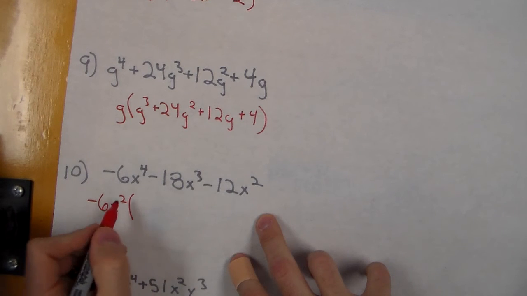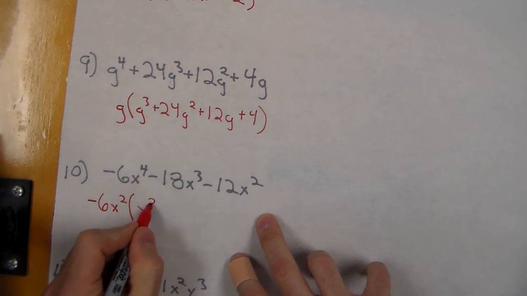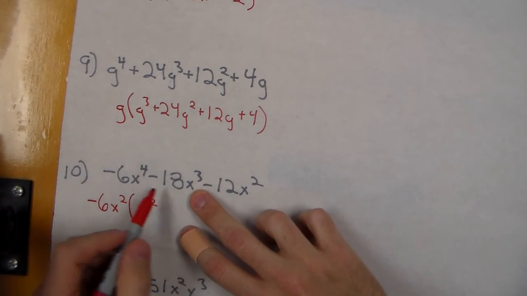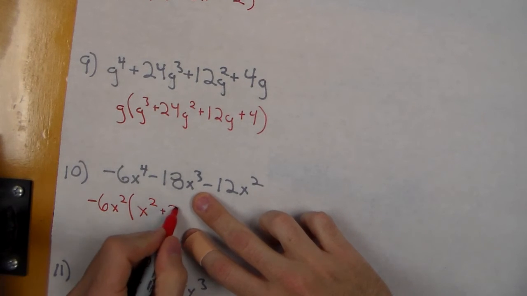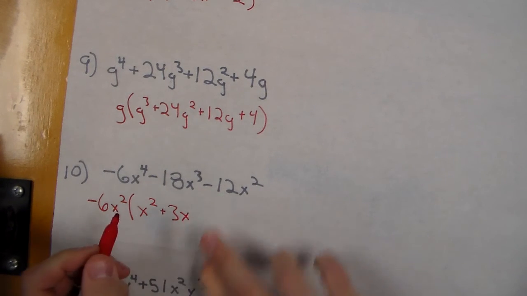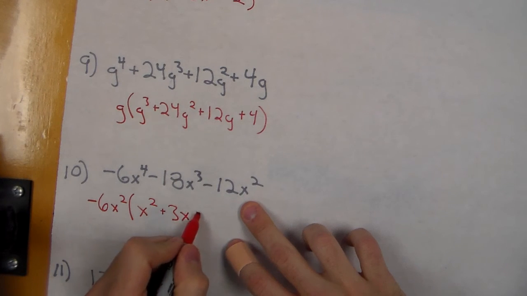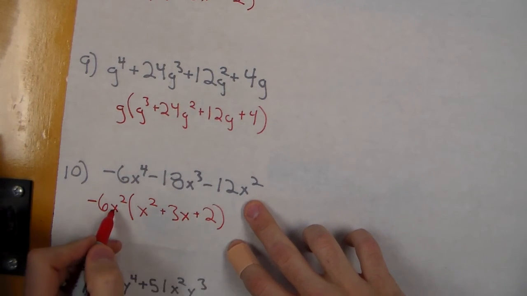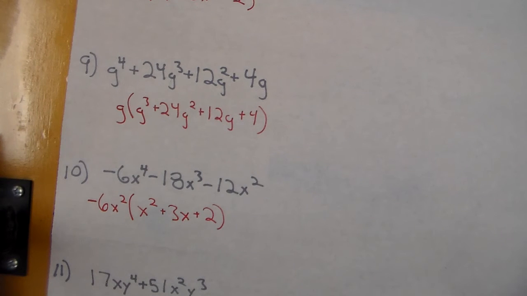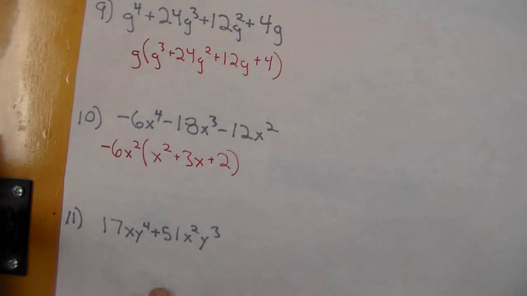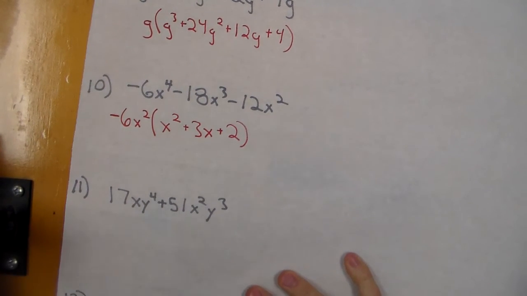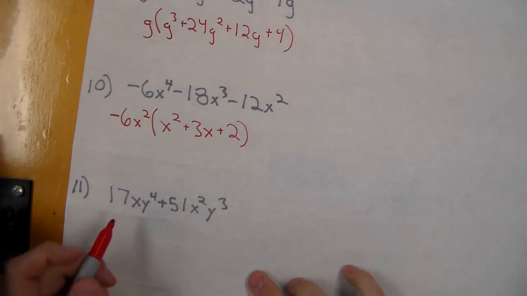Divide negative 6 by 6, and I have 1. So that leaves me with an x squared. Negative 18 by negative 6 is 3, leaving me with 1x left over. Negative 12 divided by negative 6 is 2. X squared and x squared, that's gone, so I'm just going to be left with an x squared plus 3x plus 2. Now on number 11, we start to get some more stuff here to work with.